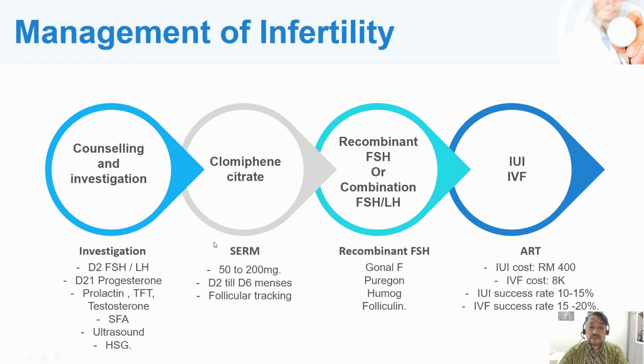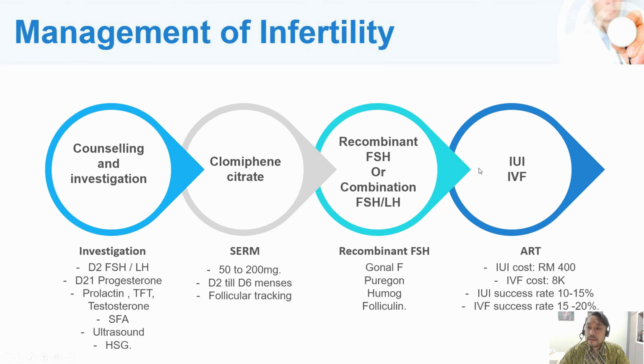Okay, we go for the first, clomiphene citrate. You can start from 50 milligram up until 200 milligram, and it will be taken from day 2 to day 6. Then you do follicular tracking until you see the dominant follicles. Next, you can also use recombinant FSH such as Gonal-F, Puregon, Humog, Folliculin. With a similar method, you must also do follicular tracking, tracking the follicle until you see the dominant follicles.